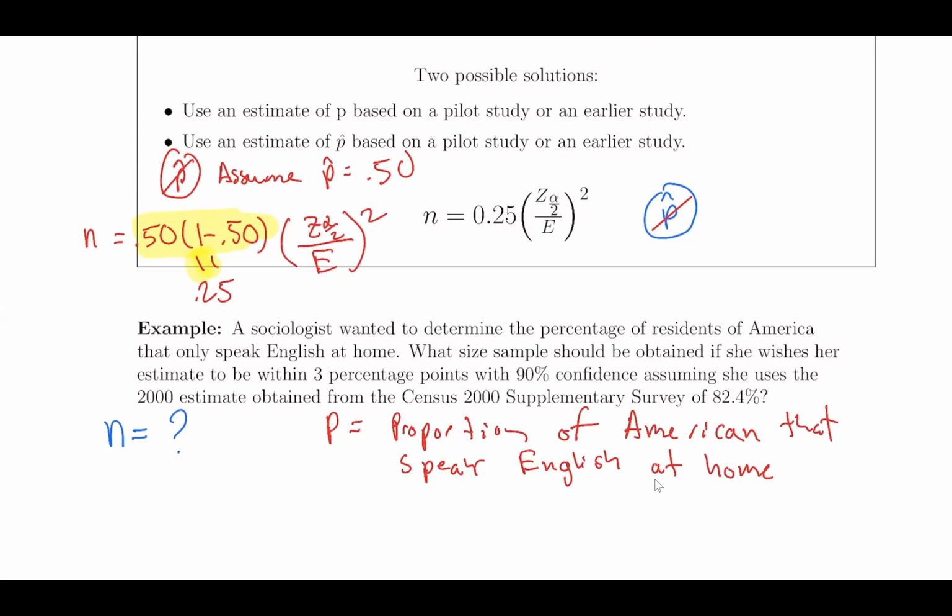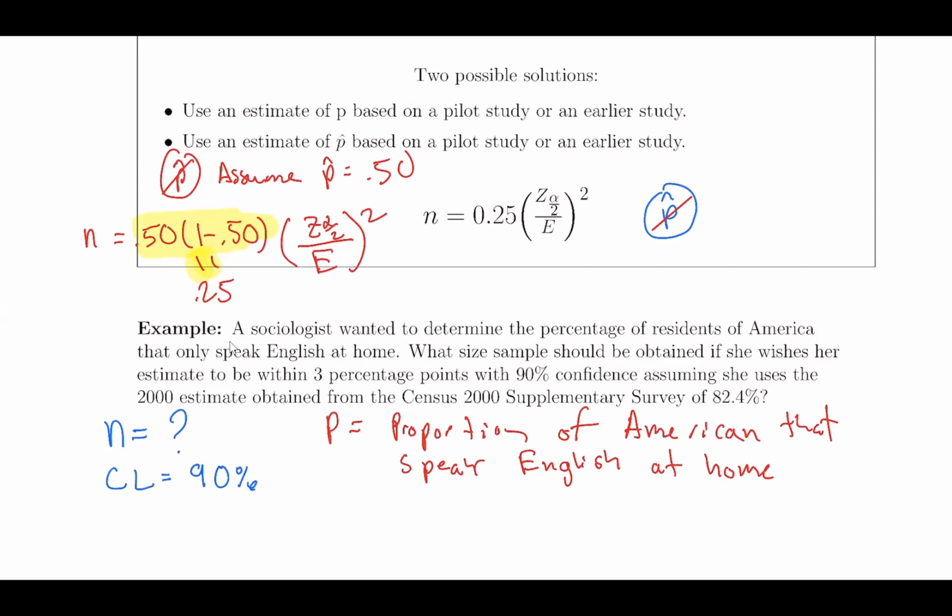All right. So for this one, what do they tell us the confidence level is? Confidence level. Perfect, 90%. Cool. If you look at this one, it has to be within 3%.